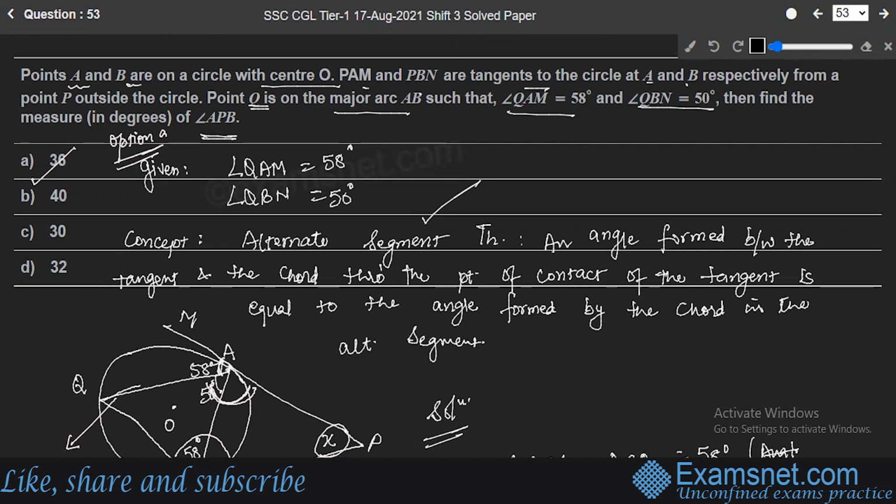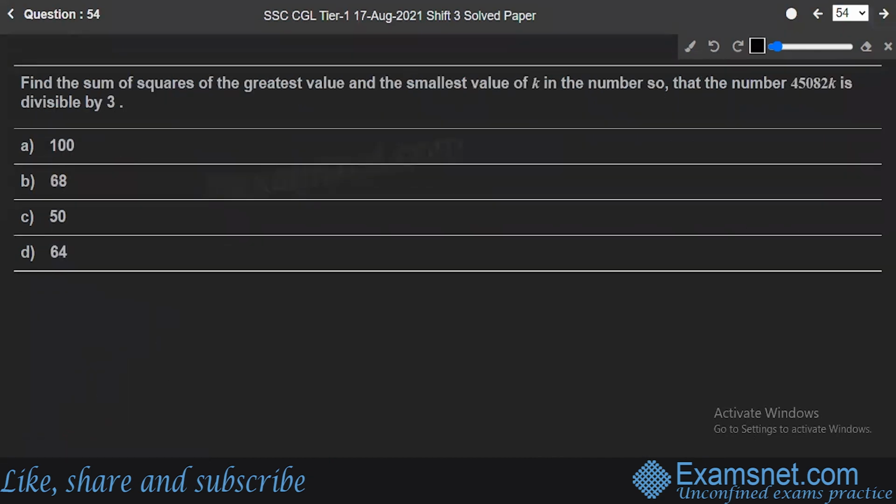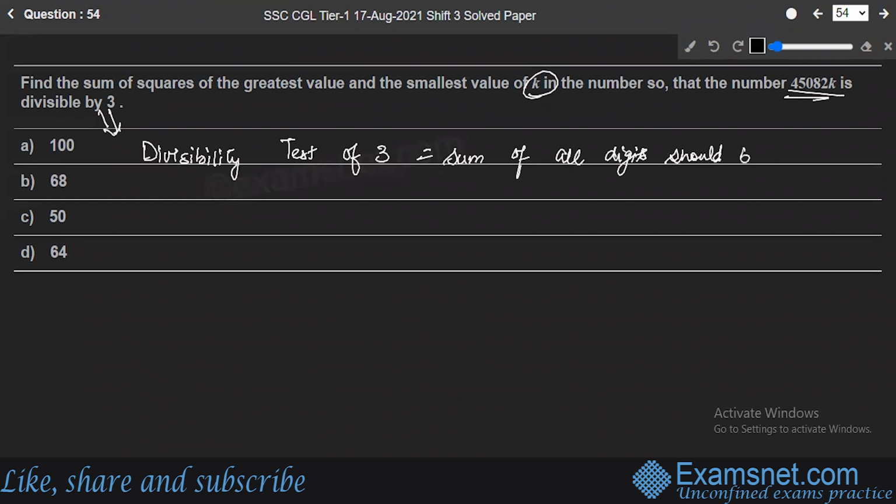Then let's move to the next question. Question number 54. Find the sum of the squares of the greatest value and the smallest value of k in the number. So this number is divisible by 3. You have to find the value of k which makes this whole number divisible by 3. You need to know the divisibility test of 3 for this. What is the divisibility test of 3? The sum of all digits should be divisible by 3. This is the divisibility test of 3.